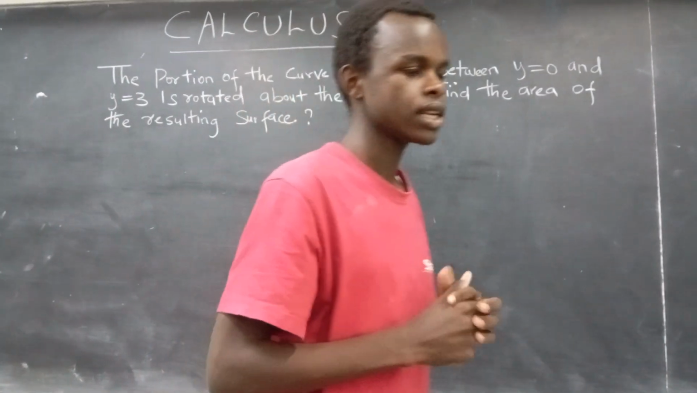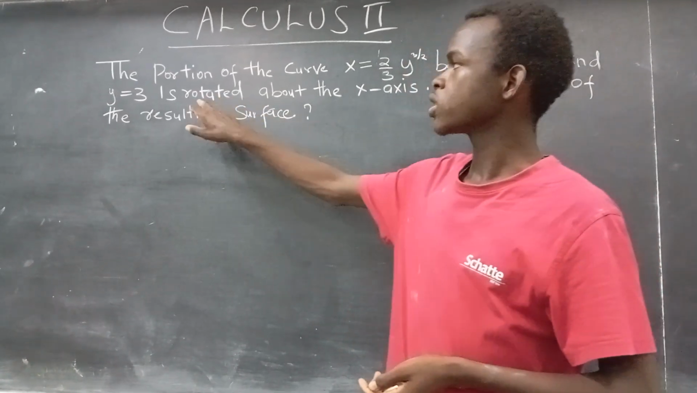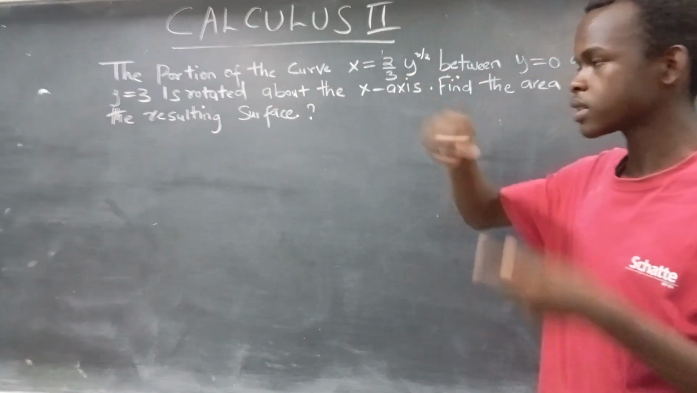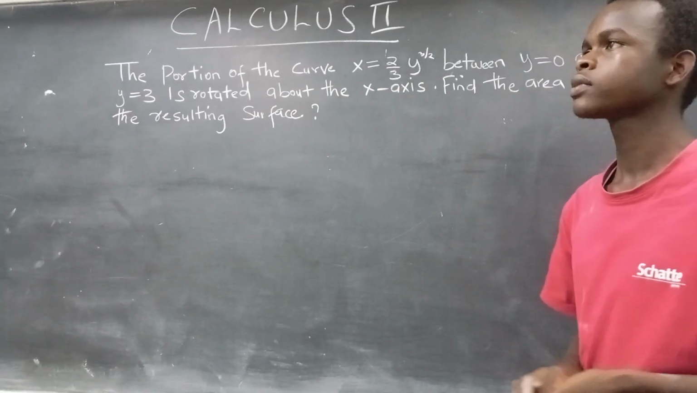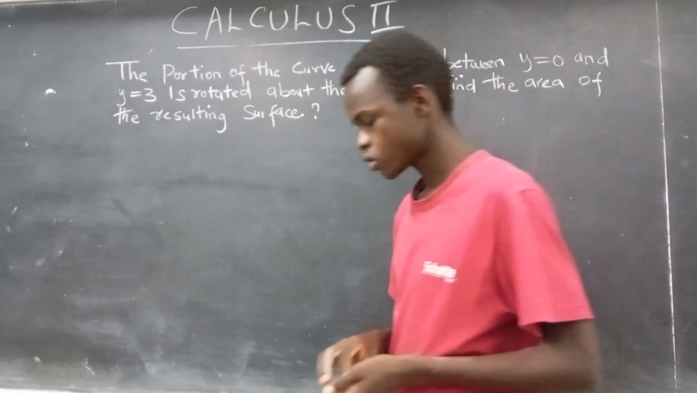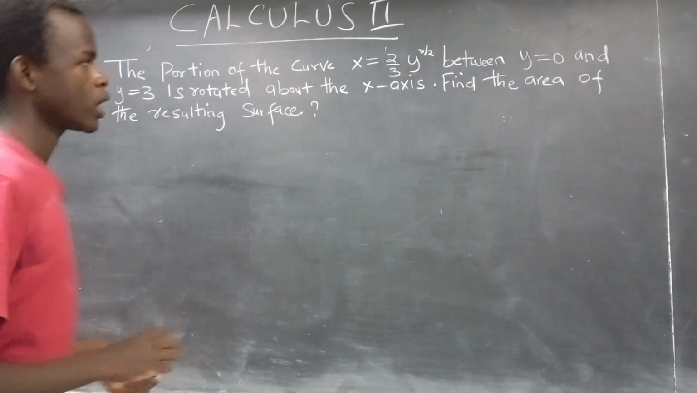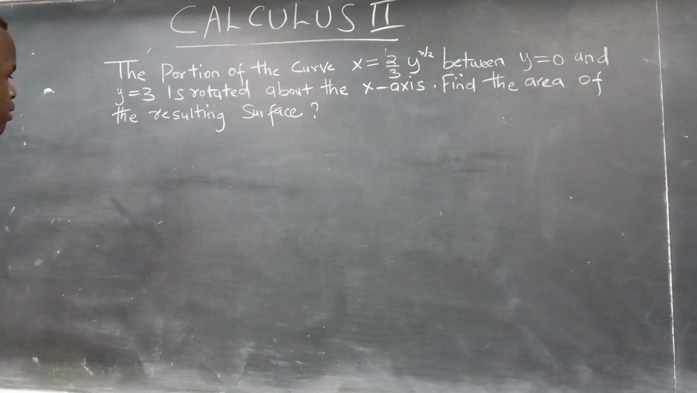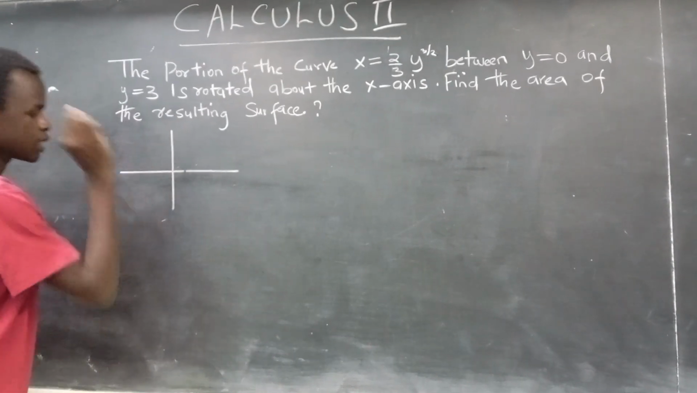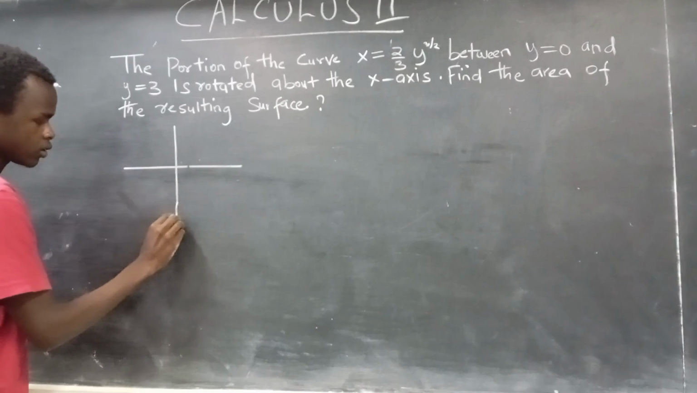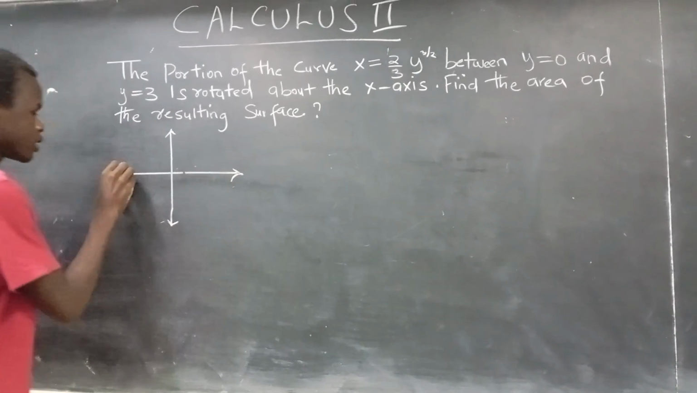So as we said, I have a video on areas of surface of revolution. As you can see, it's being rotated, so it's a surface of revolution. It's being rotated on the x-axis. So at first I'll draw the graph, and I will try to show how it's being rotated. So I have my graph. This is my Cartesian plane. I'm going to show how the curve is being rotated.